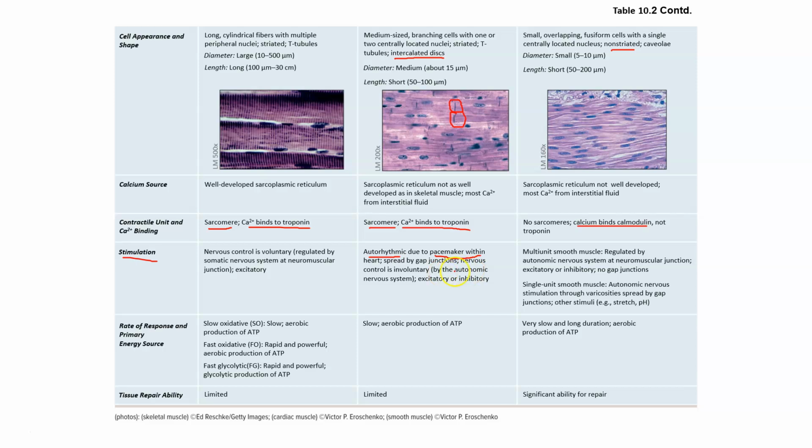All right? There is some control of the nervous system involuntarily through the autonomic nervous system. The autonomic nervous system can slow your heart down or speed your heart up. And so we consider that excitatory or inhibitory. It can do either. It can slow it down or speed it up, depending on what you need.